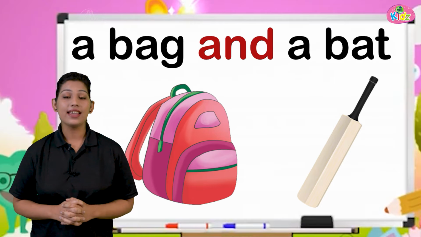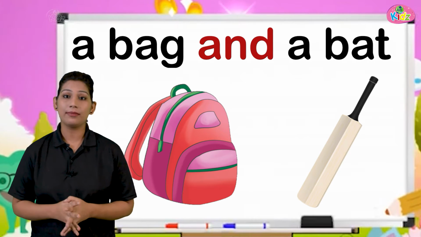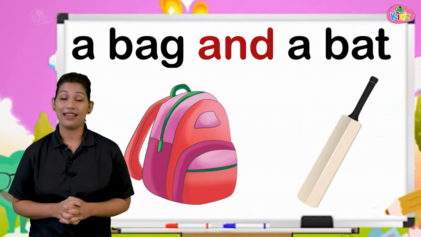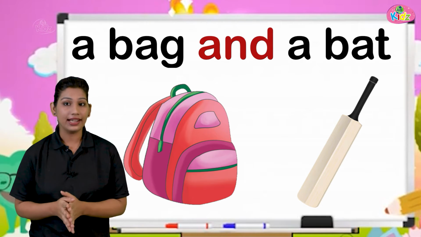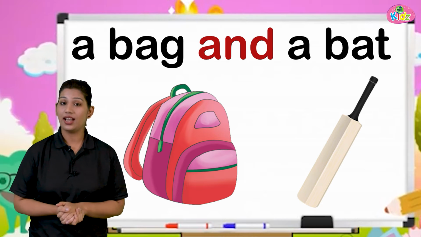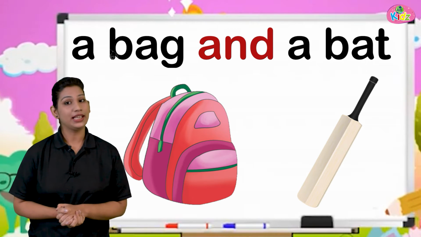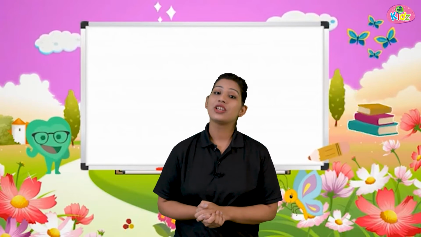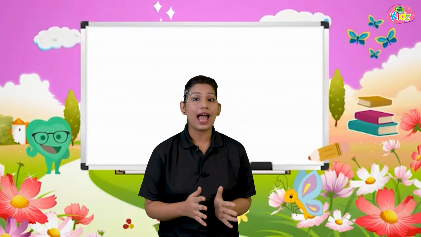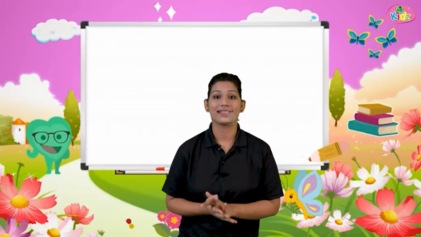Here you can see a bag, a bat. इन दोनों के बीच में हमने and का यूज किया है. And मतलब होता है और. A bag and a bat. हमें इससे पता चला कि यहाँ पे दो चीजें हैं. एक बैग है और एक बैट है. And is used to join two things, objects together. We use and in the middle of the two different words or objects.